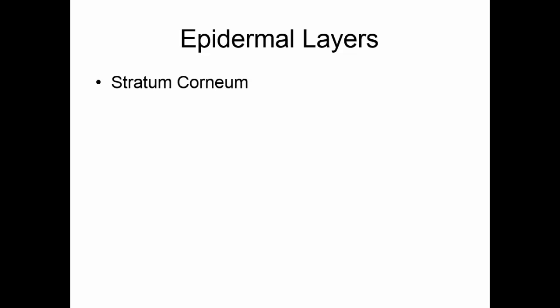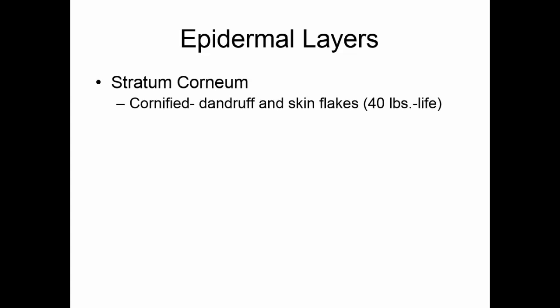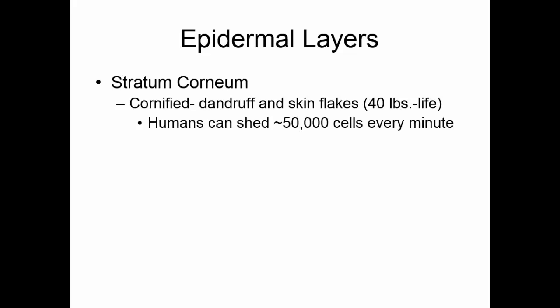The outermost layer, the stratum corneum, is the cornified layer. These cells flake off easily, so dandruff and skin flakes come from this layer of the epidermis. We lose about 40 pounds of skin cells in our lifetime. Humans can shed about 50,000 cells every minute. The stratum corneum is 20 to 30 cell layers thick. It's about 3/4 of the epidermis.